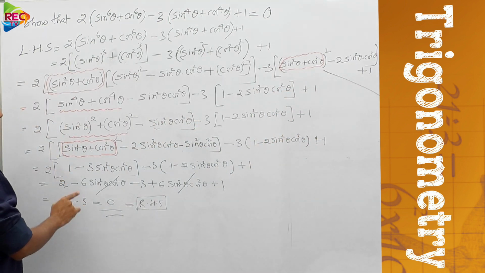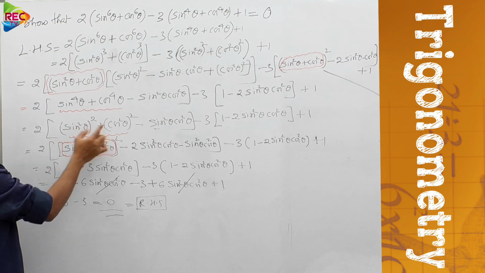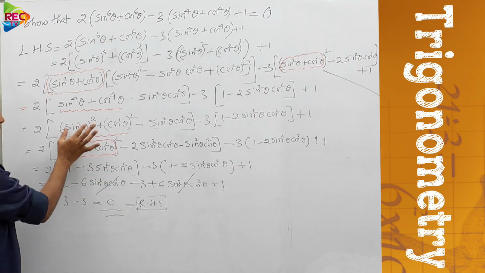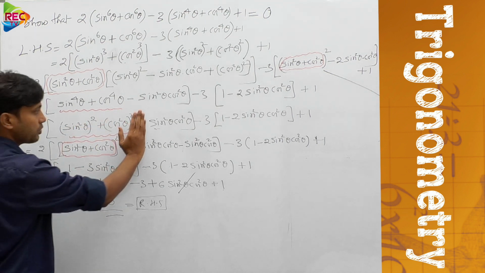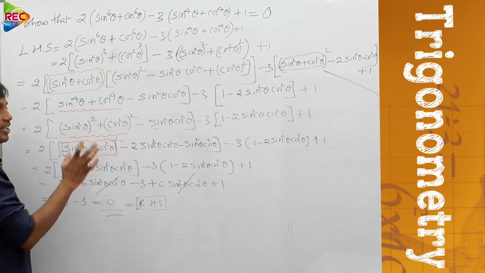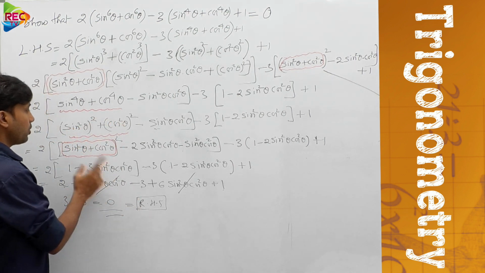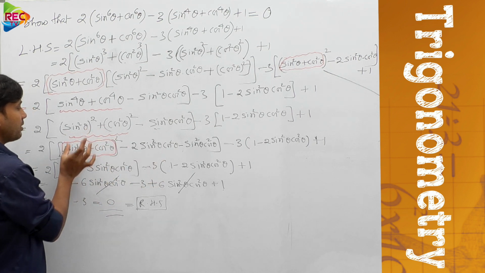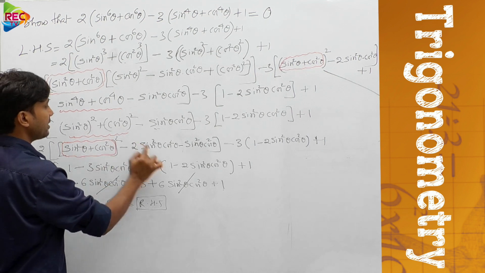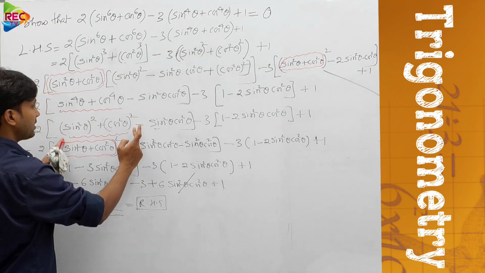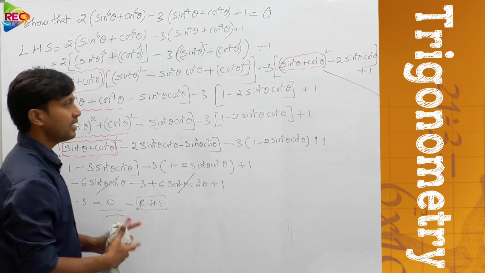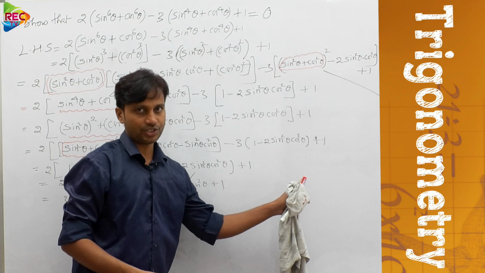Now what happened here? We again wrote this in the form of a square plus b square, meaning sin square theta whole square plus cos square theta whole square. Just don't bother about this. Sin square theta a square plus b square can be further written as what? A plus b whole square minus 2ab, meaning sin square theta plus cos square theta whole square minus 2 sin square theta cos square theta. The value of this expression is this one, minus sin square theta cos square theta is written as it is, and the remaining terms we didn't change.